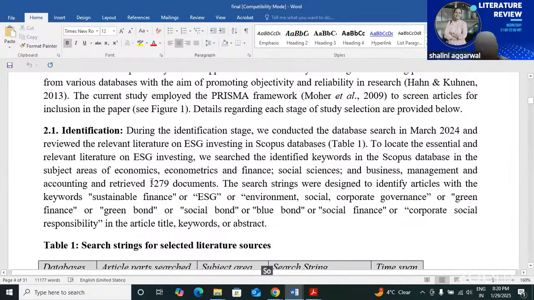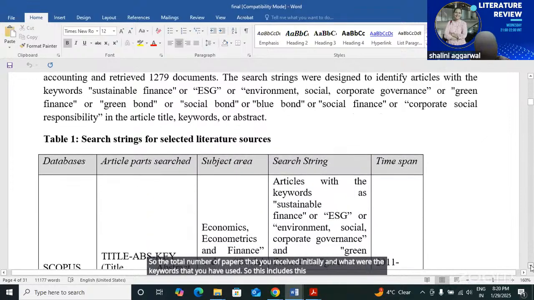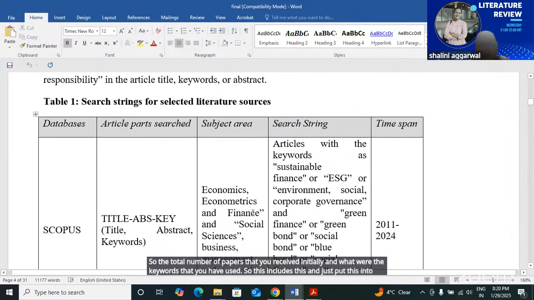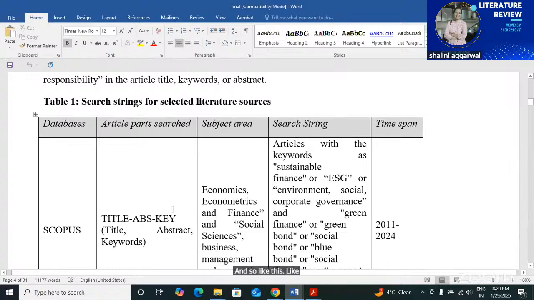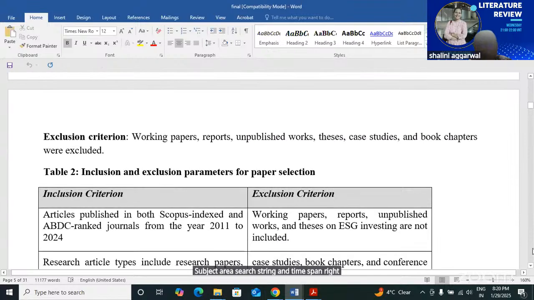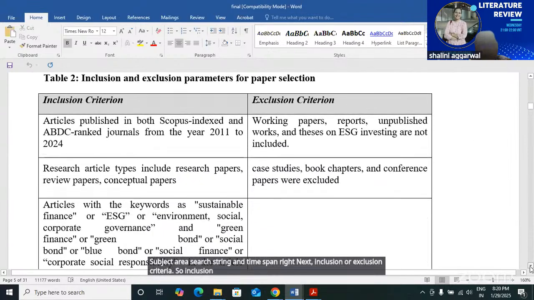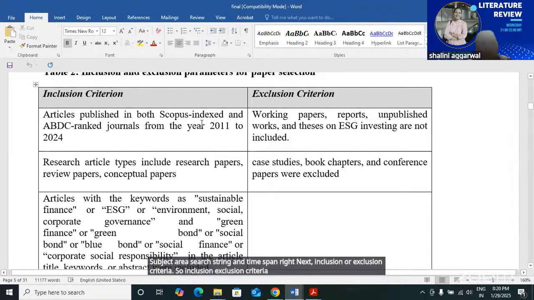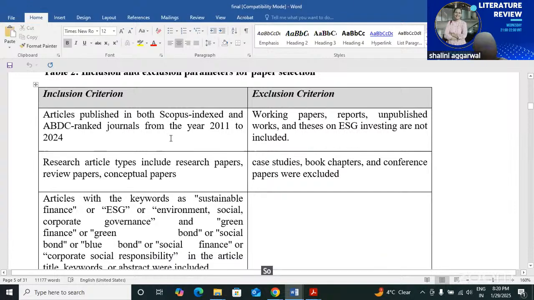So the total number of papers that you received initially, and what were the keywords that you have used. This includes this, and just put this into a table form so that it is more visible to the reviewers and the editors. And so like this: database, Scopus, articles searched, subject area, search string, and time span, right? Next, inclusion or exclusion criteria. So inclusion exclusion criteria, like articles published in Scopus Index and ABDC Rank Journal from the year 2011 to 24. This is for my paper.